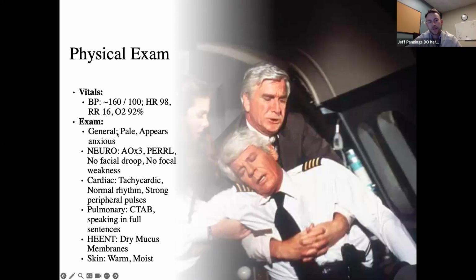On his exam, he was pale, appeared a little bit anxious. He had beady sweat at the temple. His neurologic exam was pretty unremarkable. He's a little bit tachycardic. His rhythm sounded normal. He had strong pulses. His lungs were clear. He was able to speak in full sentences. He had definitely dry mucous membranes. And then his skin was a bit warm and moist.